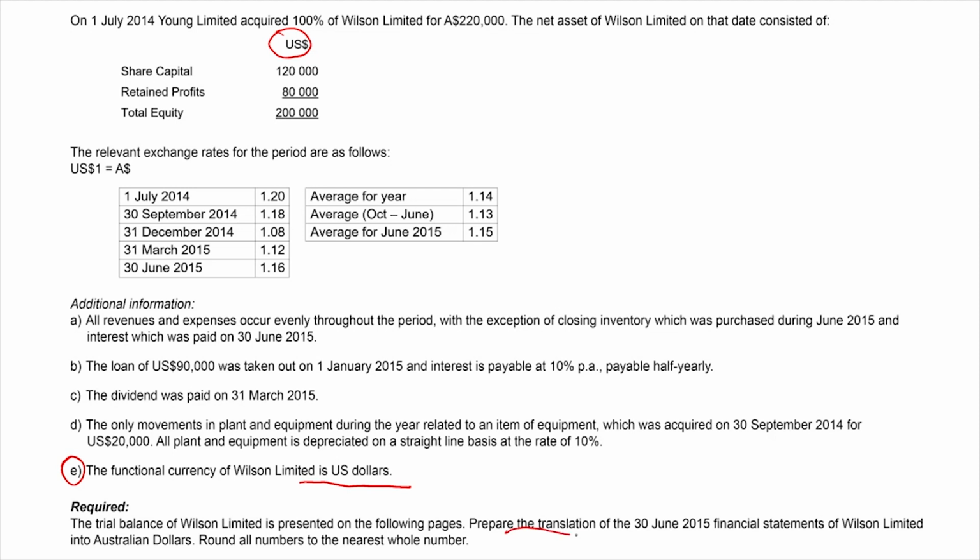What you can see here is that we've got a requirement. They want you to prepare the translation into Australian dollars. So the Australian dollar is going to be the presentation currency. If the functional currency is US dollar and the presentation currency is Australian dollar, this is the translation that we are going to do. And this is the most important decision that you have to make at the beginning of this question.